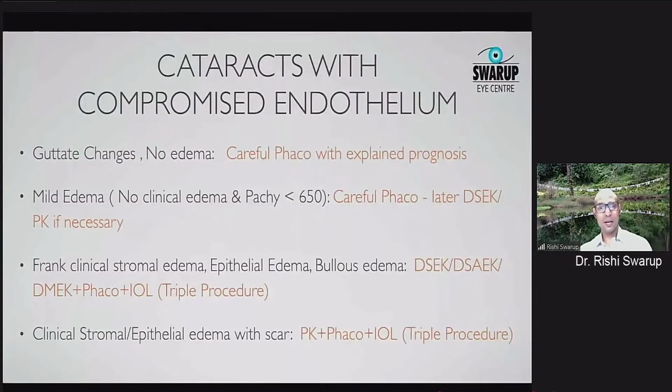So this is the algorithm that I follow. Guttate changes, no edema, and if the patient doesn't give any history of morning blurring of vision, just phaco with explained prognosis. If you have mild edema but no clinical edema and pachymetry is less than 550, again phaco, but explain that you might need an endothelial keratoplasty. And if you have clinical edema, then of course you want to go for a triple procedure.